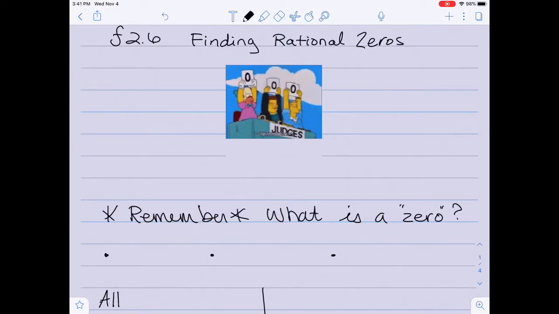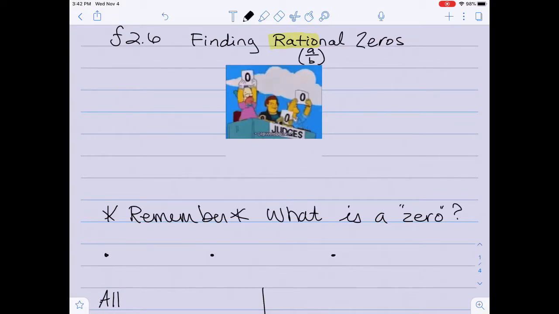Hey everybody, we are going to jump into finding rational zeros today in section 6. Make sure that you're taking notes for this in your notebook. Label the top. And when we're talking about rational zeros, the root word of rational is ratio, or in other words, a type of fraction. So something that's rational can be written in the form of a over b.